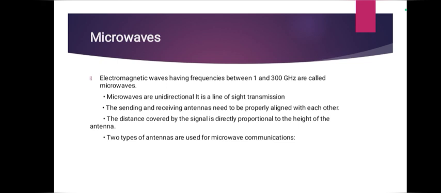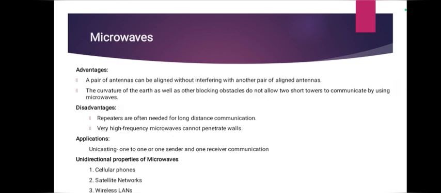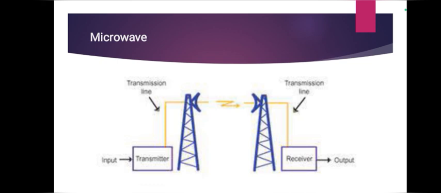Next, microwaves. Electromagnetic waves having frequency between 1 and 300 GHz are called microwaves. It is unidirectional. The sending and receiving antennas must be properly aligned with each other. Two types of antennas are used for microwave communications. The advantage is that a pair of antennas can be aligned without interfering with another pair. The disadvantage is that very high frequency microwaves cannot penetrate walls. It is applied in unicasting, one-to-one communication with one sender and one receiver. This is the diagram of microwave transmission.